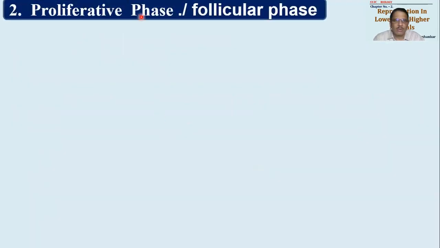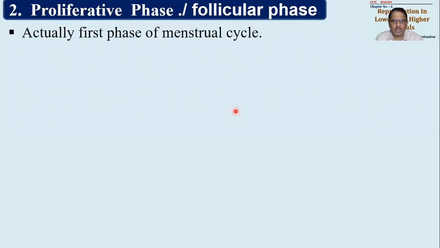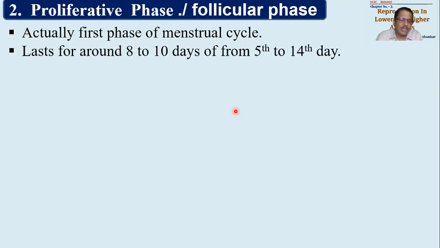Second stage will be called as proliferative phase. पहला phase था वो menstrual phase था. It was degrading phase. Now there is a proliferative phase. Proliferation का मतलब मैंने बताया था. Proliferation is reconstruction. इसको follicular phase भी कहा जाता है. It is actually speaking the first phase of menstrual cycle. यहाँ से menstrual cycle शुरू हो जाता है. So being first phase of menstrual cycle, we can say it will last for around 8 to 10 days.